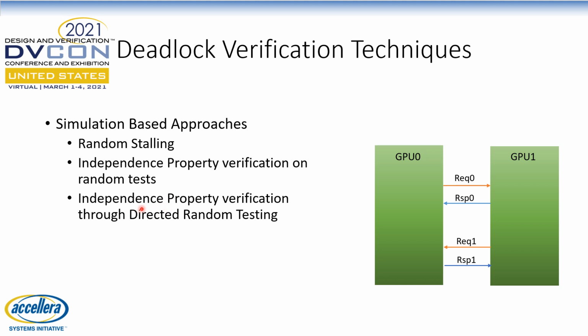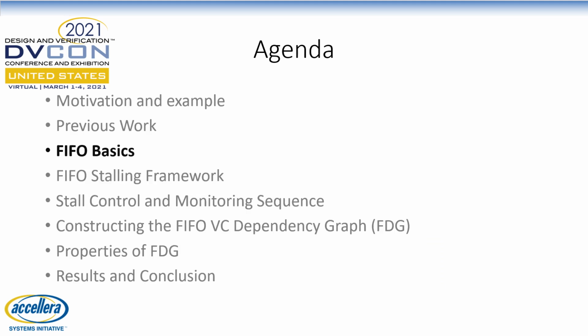While these kinds of directed random tests do verify the deadlock avoidance properties, the problem with this approach is that you have to know the loops ahead of time, and that requires a lot of human intuition. Much of this intuition comes from prior bug escapes. The technique that I'm going to discuss in this presentation relies heavily on FIFO stalling mechanisms, so we'll just go over the FIFO basics really quickly.